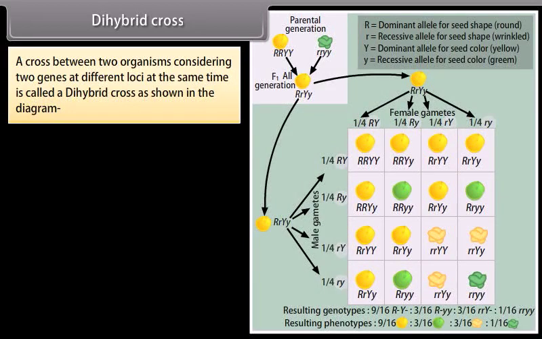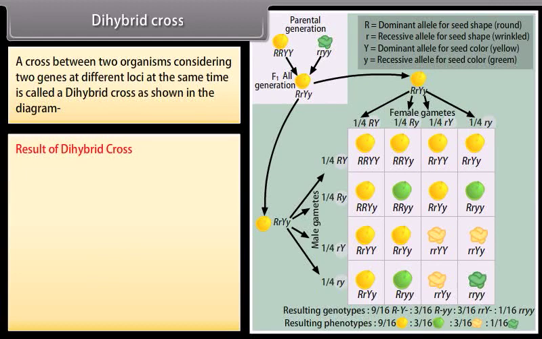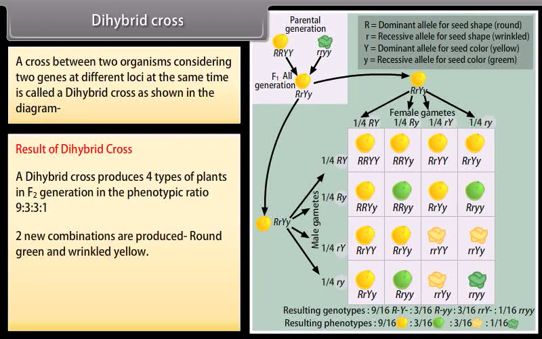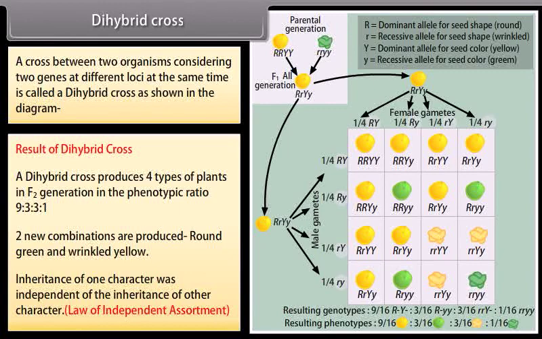Dihybrid cross. A cross between two organisms considering 2 genes at different loci at the same time is called a dihybrid cross as shown in the diagram. Result of dihybrid cross. A dihybrid cross produces 4 types of plants in F2 generation in the phenotypic ratio 9:3:3:1. 2 new combinations are produced, round green and wrinkled yellow. Inheritance of one character was independent of the inheritance of other character.